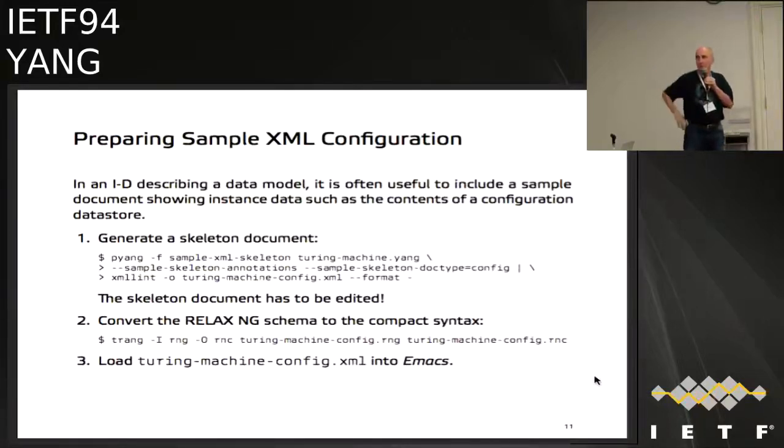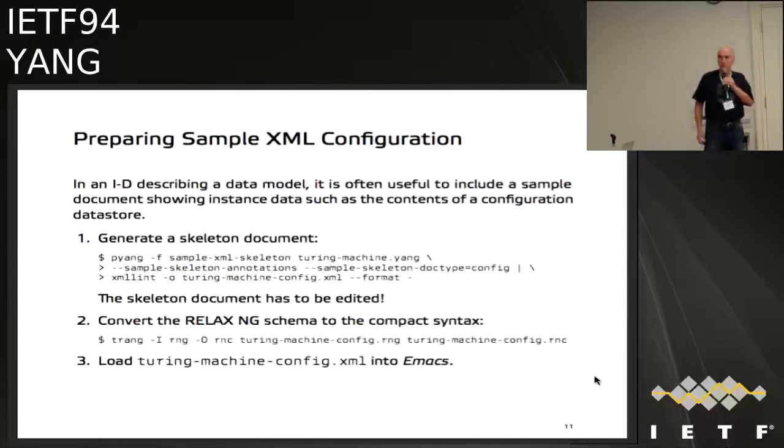If you edit this sample skeleton, you can also use Emacs, for example, for on-the-fly validation. For nXML mode, by the way, you need to convert the RELAX NG schema to the so-called compact syntax if you want to do that. And then if you load that into Emacs, it will validate the instance document on the fly using that RELAX NG schema.